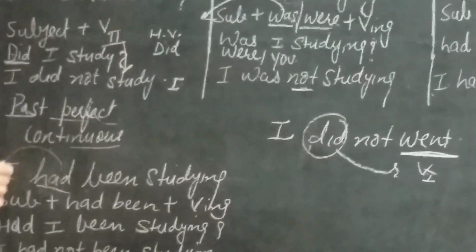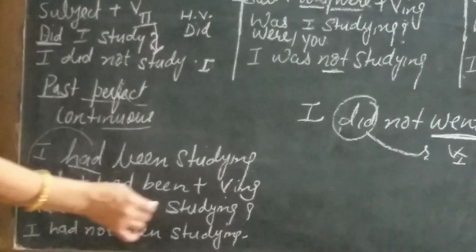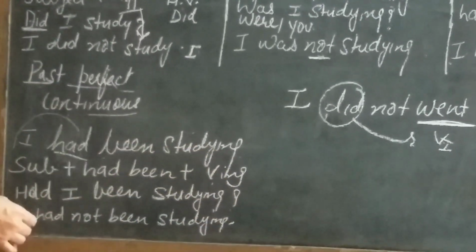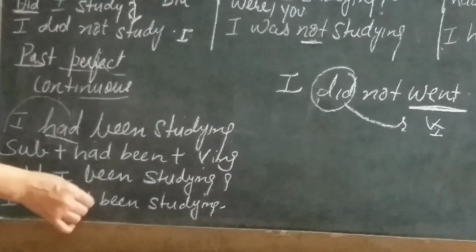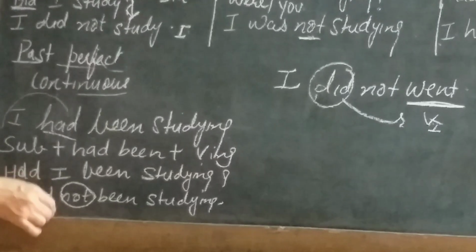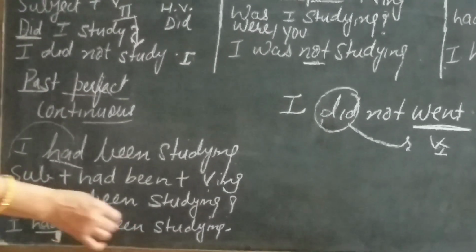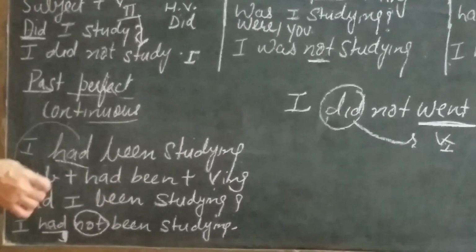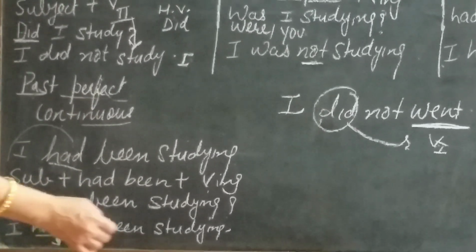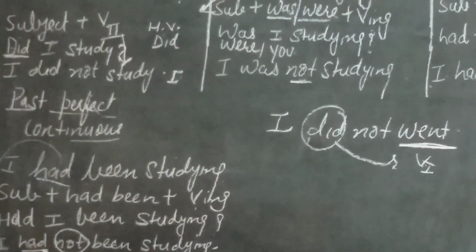In the past perfect continuous, you have helping verb had. Okay. Bring forth again here. Had I been studying? Question mark. I had not been studying. Please note, you will put not after the helping verb had. So you will have not between had and been. So the correct sentence will be I had not been studying. I hope this is clear.